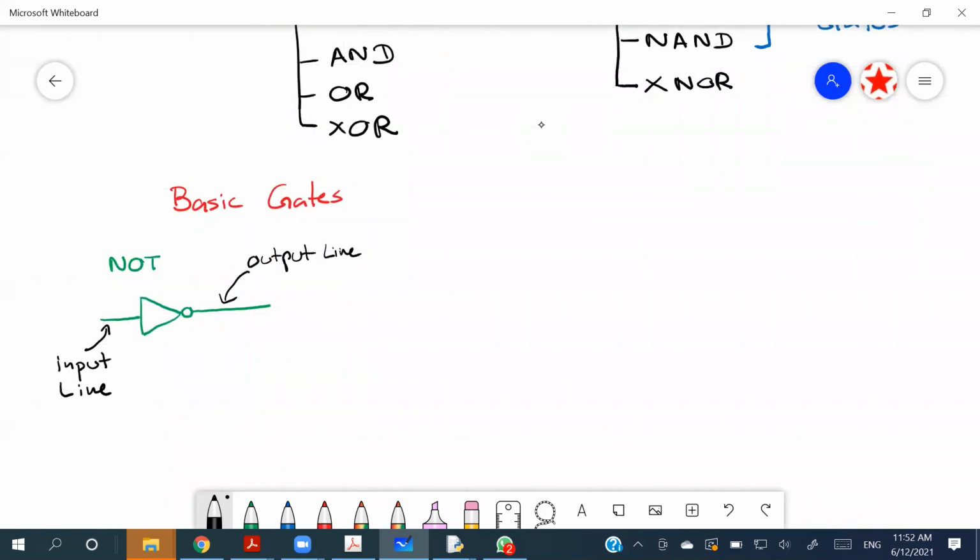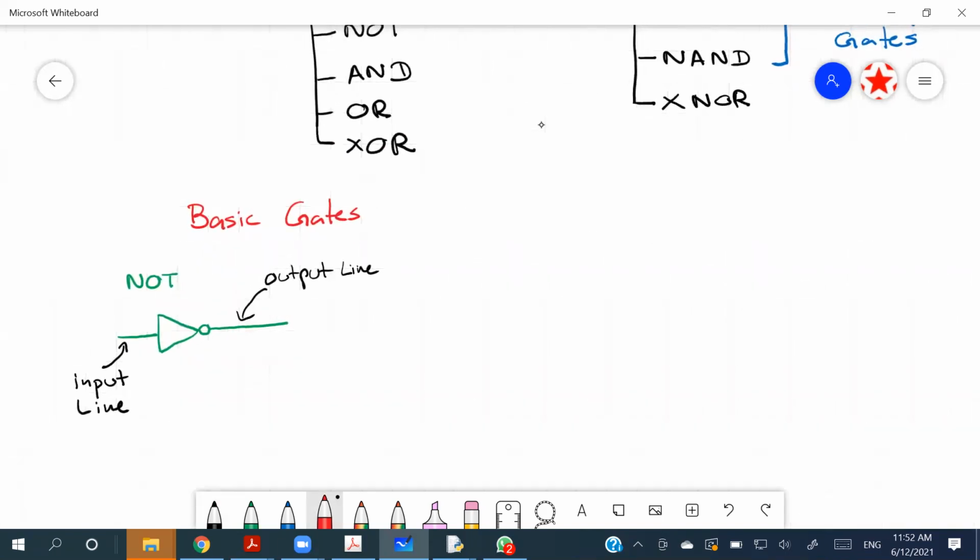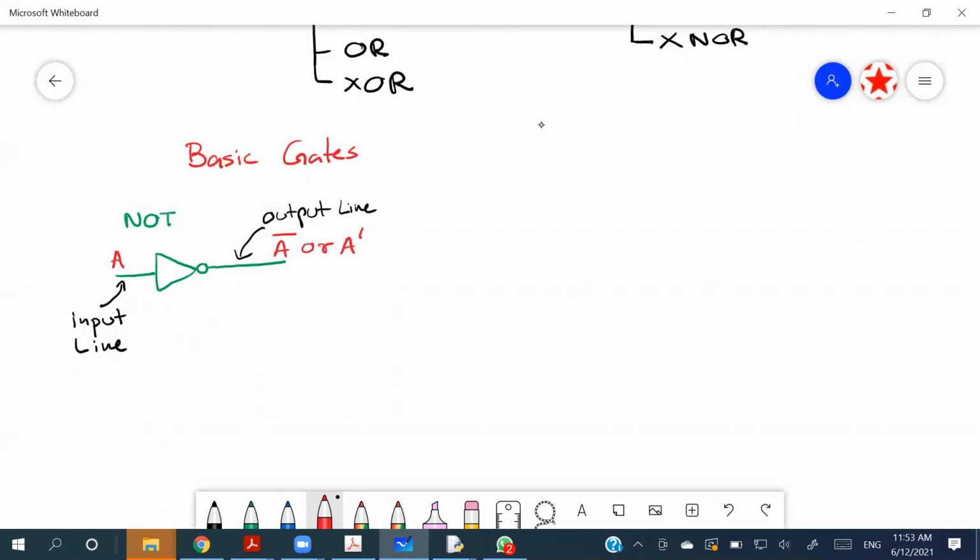So the input line and output line are there. And again, we represent what happens when a certain input is given to this input line and how it is going to be represented as the output. So when A is given, the output is taken as A bar or A dash. So A is the input, and it becomes A bar or A dash at the output.